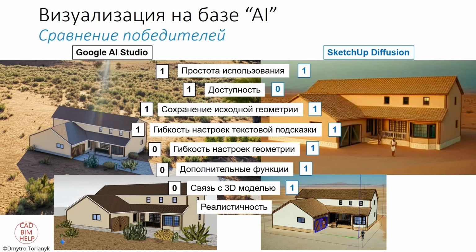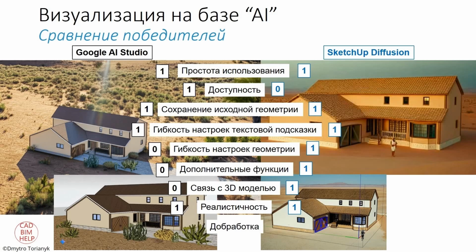Could you rework the renders? Iterate. Google AI Studio won that one. Yeah, because he did iterate on the result with further prompts. SketchUp Diffusion, once it generates the images, that's kind of it. You can't then tweak that specific render with more text.